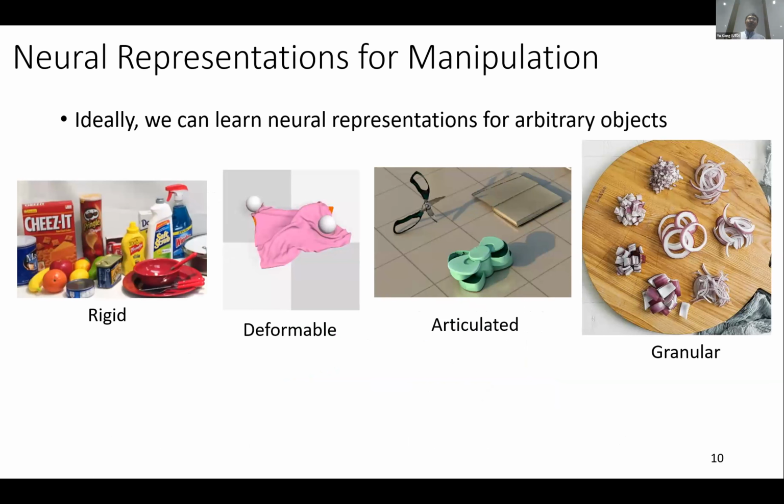So why do we care about these new representations, or implicit representations? Because we think we can learn new representations for arbitrary objects. For example, 3D models are limited to rigid objects. But we can learn new representations for arbitrary objects using the raw sensor images. For example, here are some objects, and we can learn representations for them. These are rigid objects, deformable objects, articulated objects, or even granular objects.